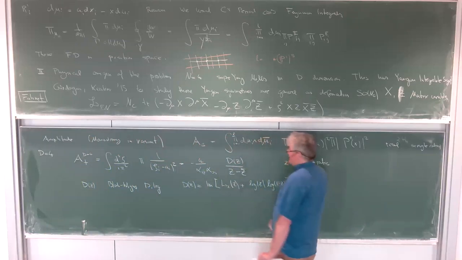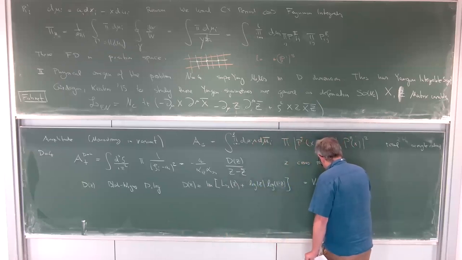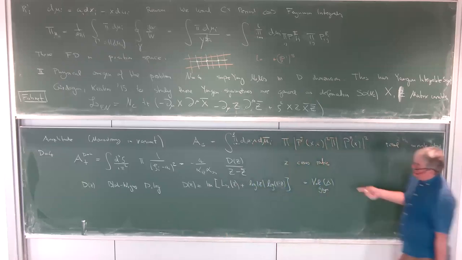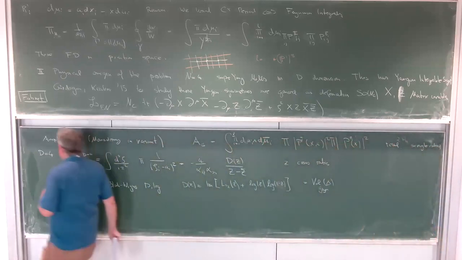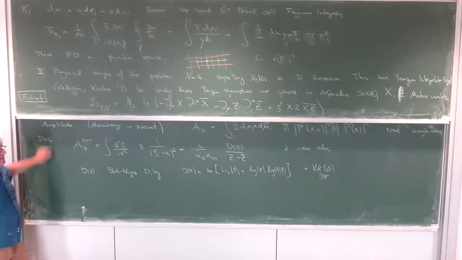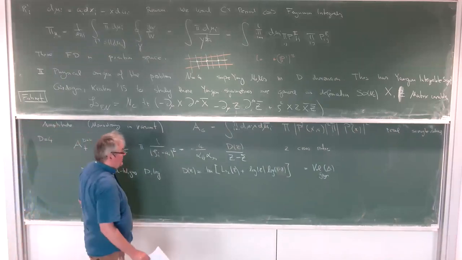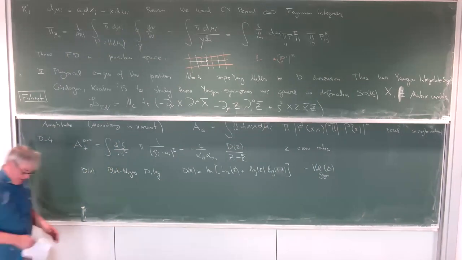This is actually the volume of a tetrahedron with respect to a hyperbolic metric. And so, of course, one of the punchlines of these new developments in amplitudes is that maybe these amplitudes are all volumes.